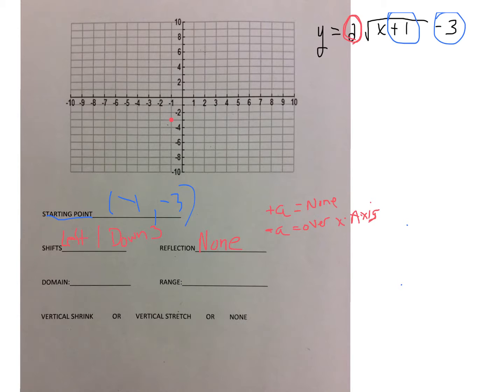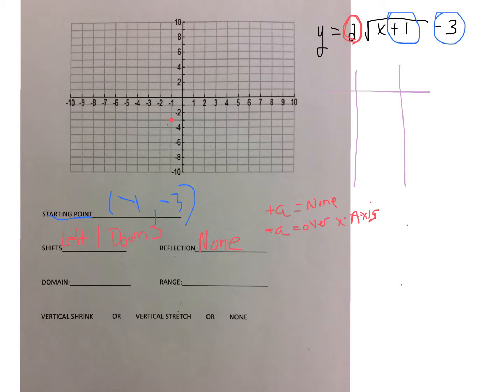Now, domain and range and all that other fun stuff we're going to have to wait on until after we graph it. Okay? So now what we're going to do is create a table. Now, this is going to be a little different than any other table you've seen. I'm going to show you why.